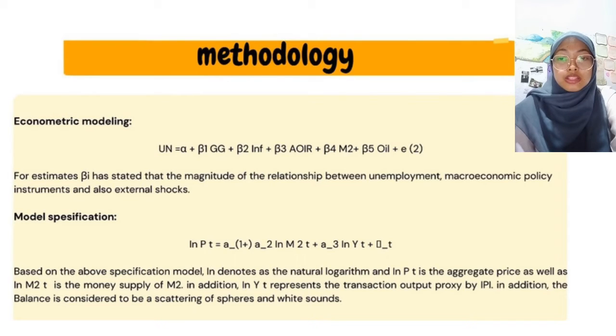In the above specification model, ln denotes the natural logarithm, and ln PT is the aggregate price, as well as ln M2T, the money supply of M2. In addition, ln YT represents the transaction output, proxied by the IPI.